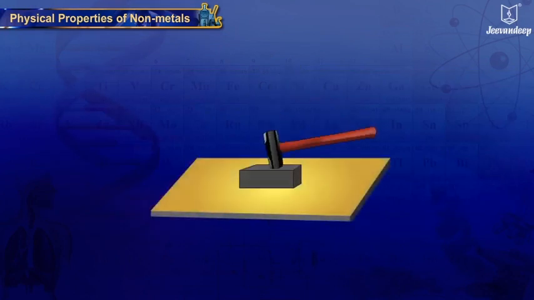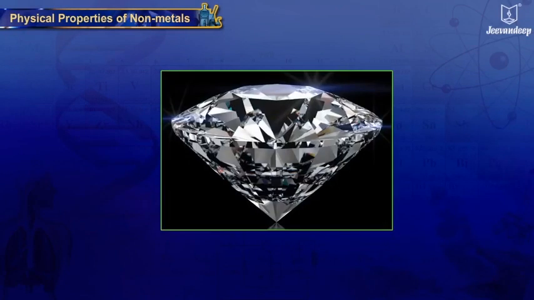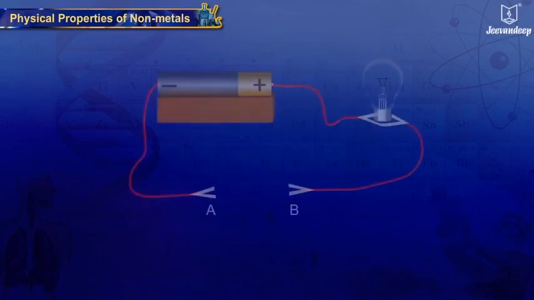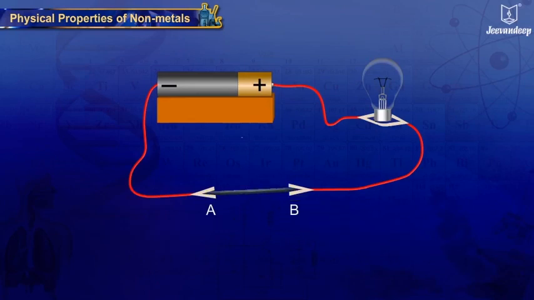Non-metals do not possess the property of hardness, except carbon in the form of diamond. Diamond form of carbon is the hardest substance known. It also has a high boiling and melting point. Non-metals are non-conductors of electricity with the exception of graphite, another allotrope of carbon.